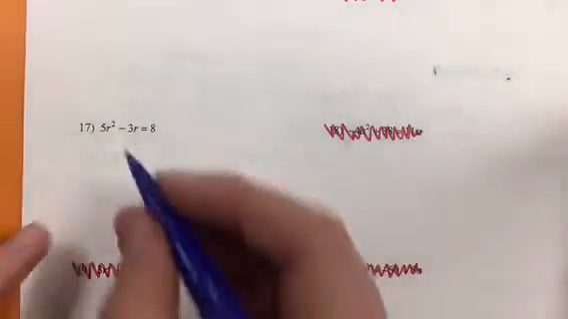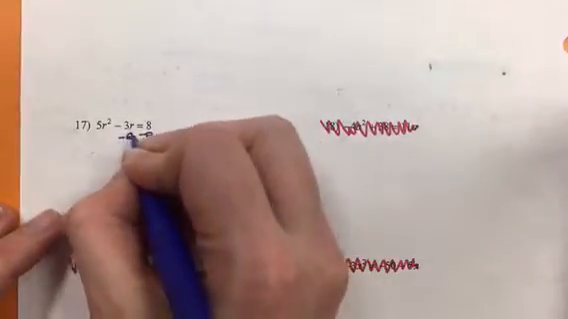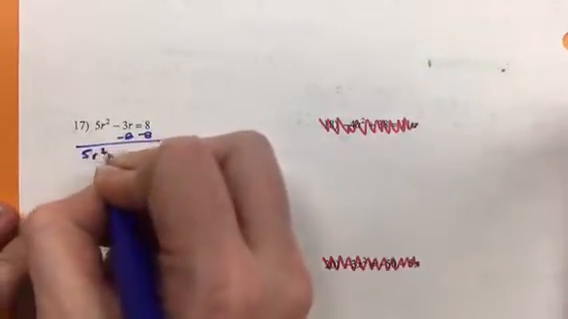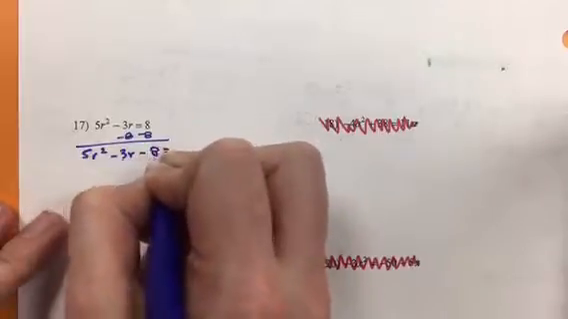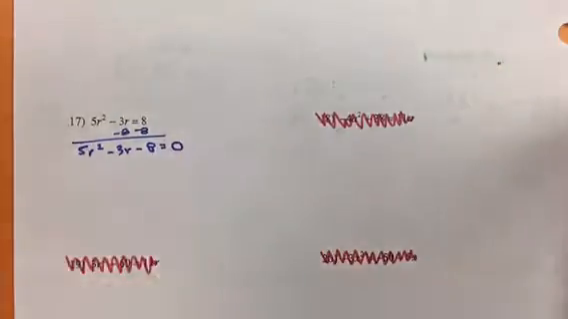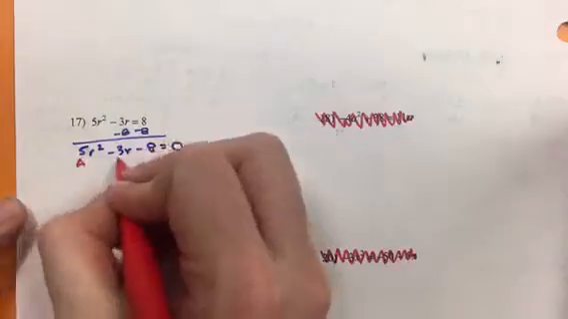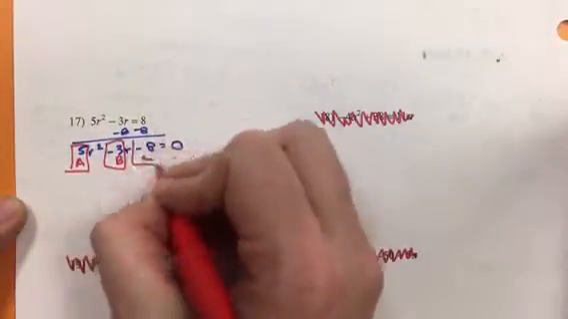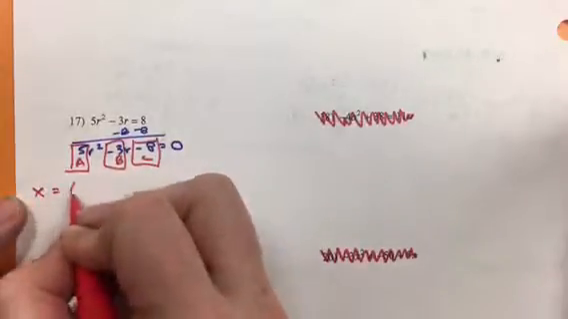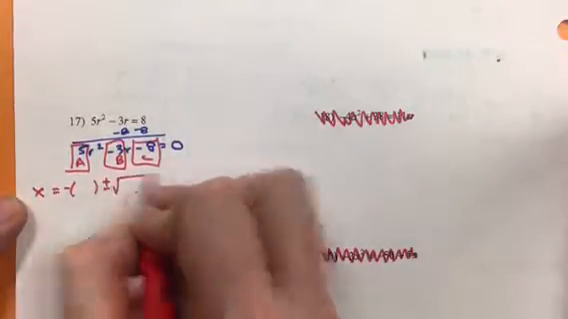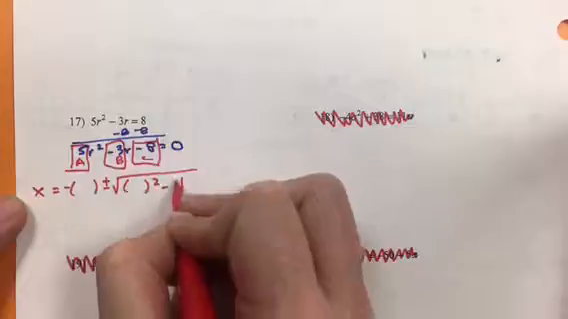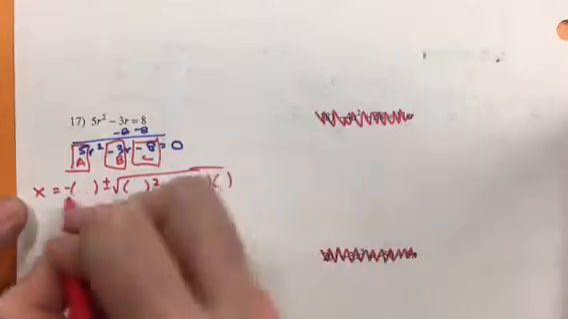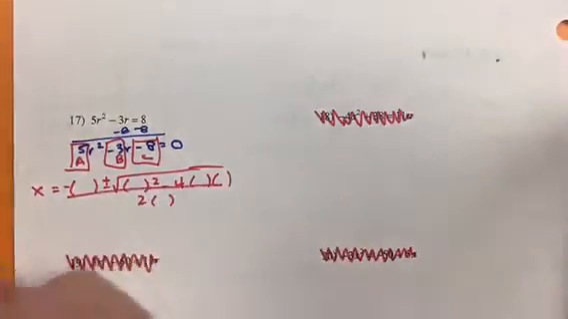Our last one, I'm going to minus the 8 over. 5r squared minus 3r minus 8 equals 0. A, B, C. x equals negative b plus or minus the square root of b squared minus 4ac all over 2a.